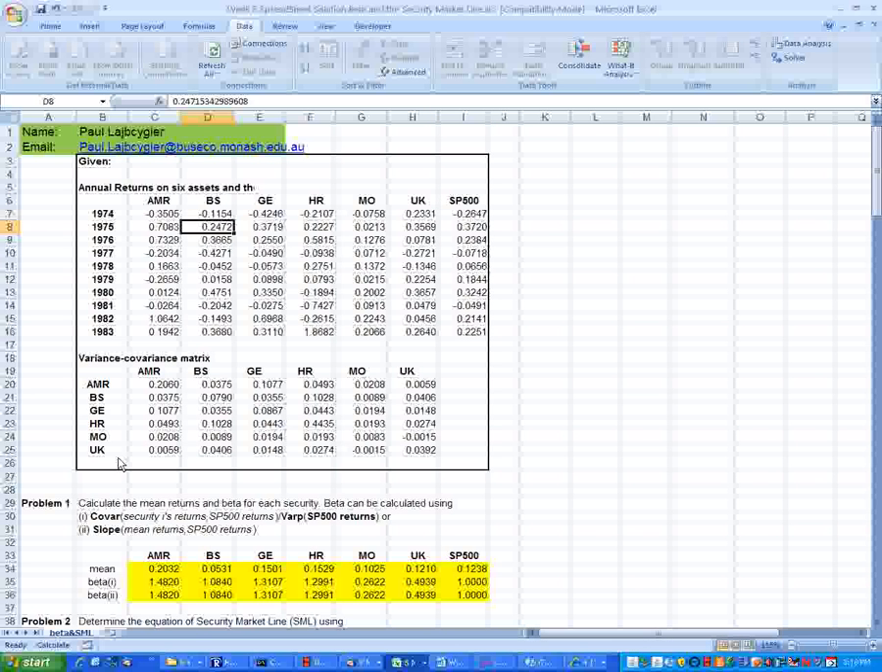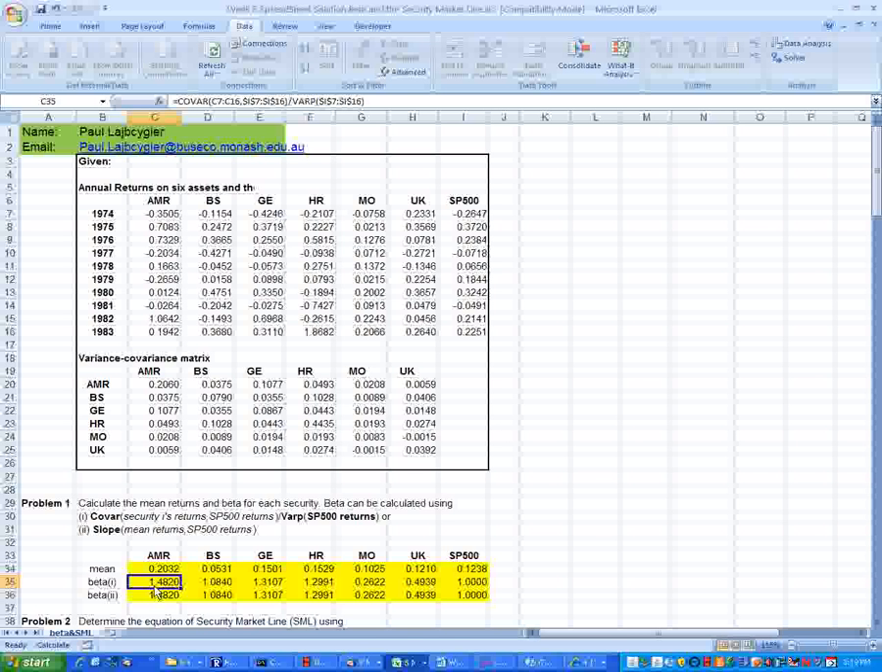Here, what you can see in yellow is the first problem. And remember, please put your name and your email address here in cells B1 and B2. Once you've done that, you need to calculate the mean. The mean is easy to do. Mean of AMR is the average.